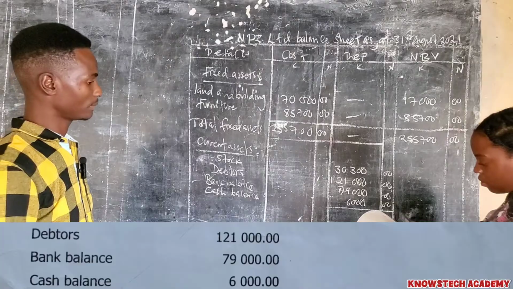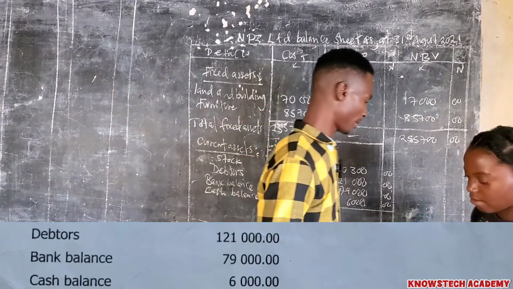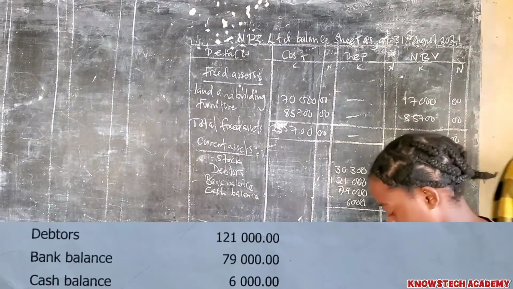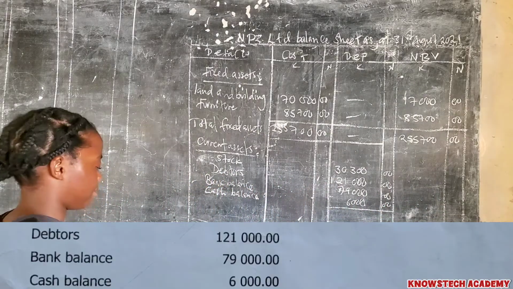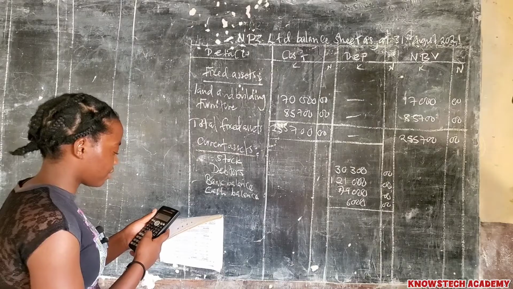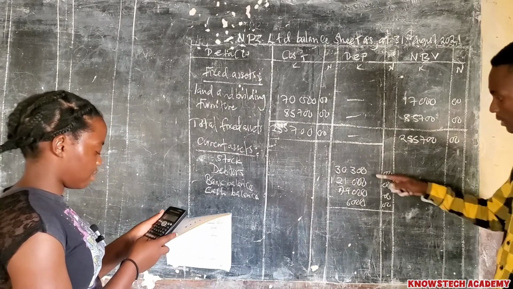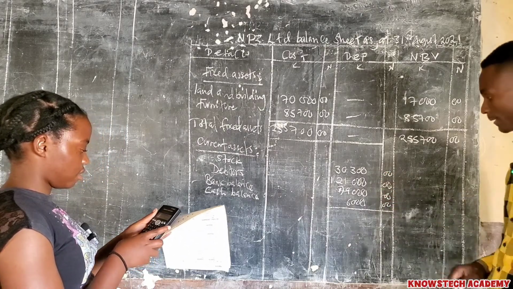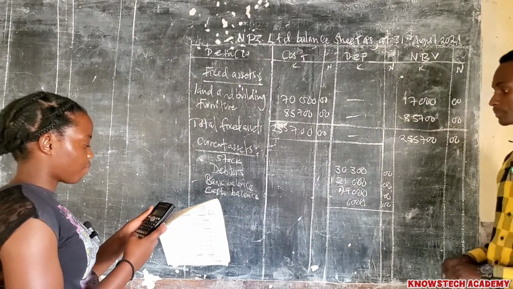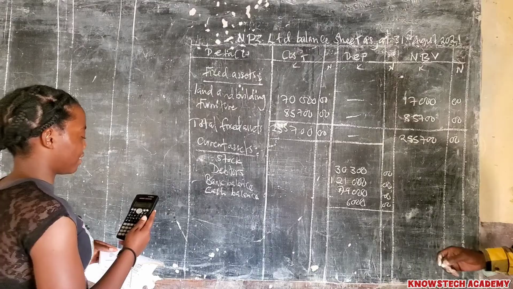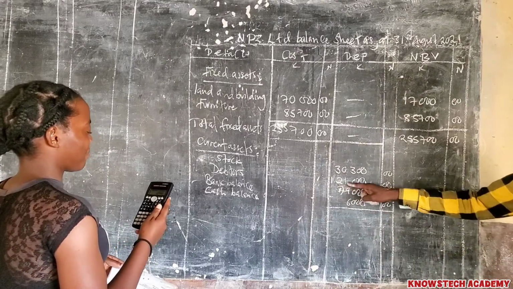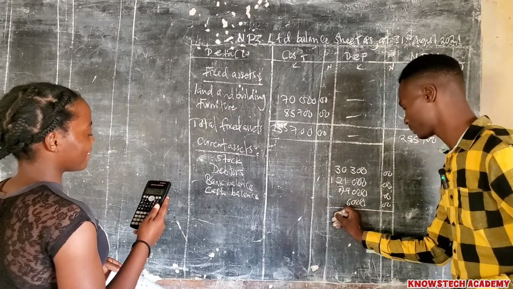So add them. Come this side. There are three zeros here, two zeros here. Quickly. It's 121, so the total is 127,400.